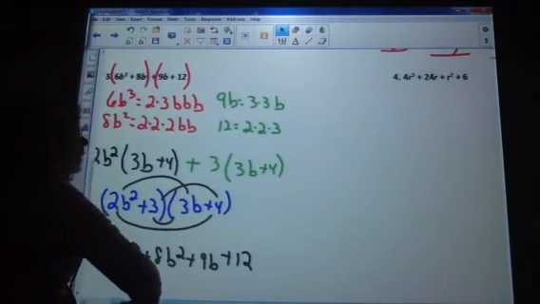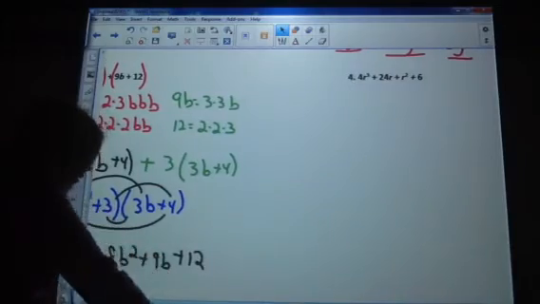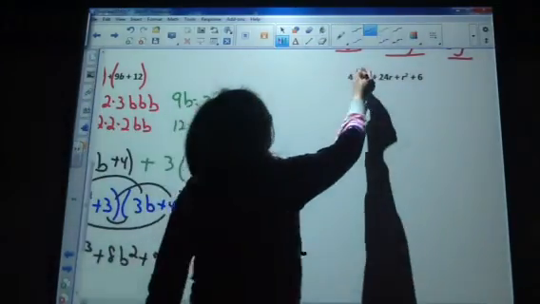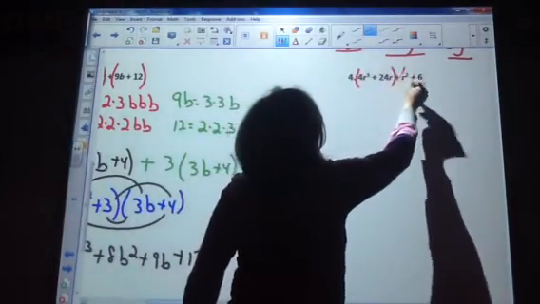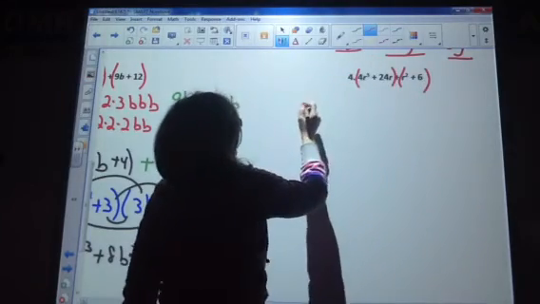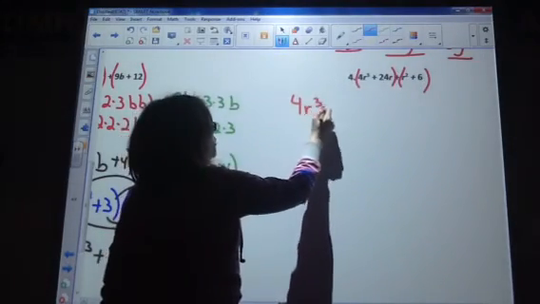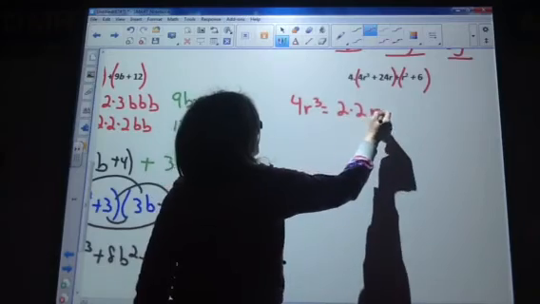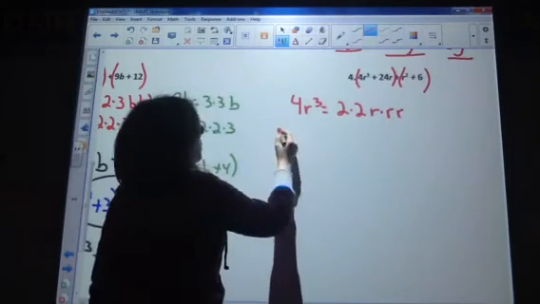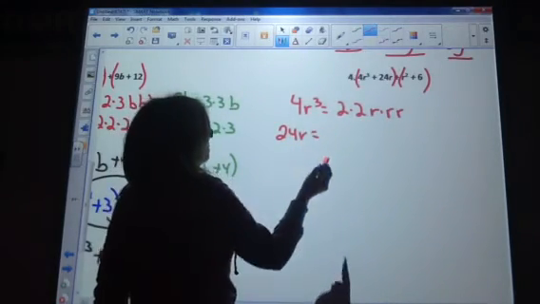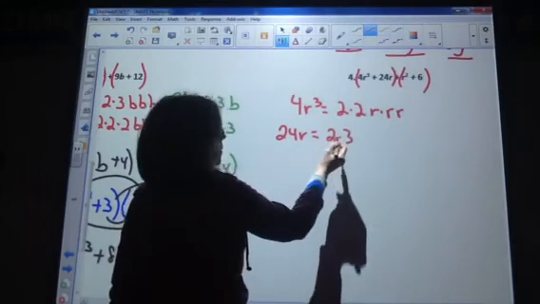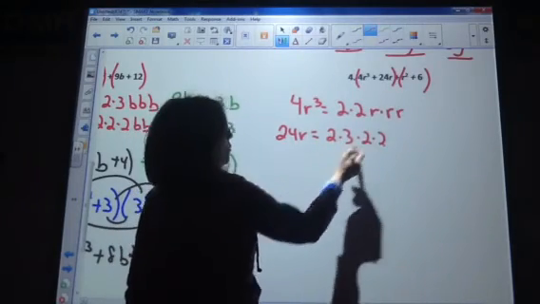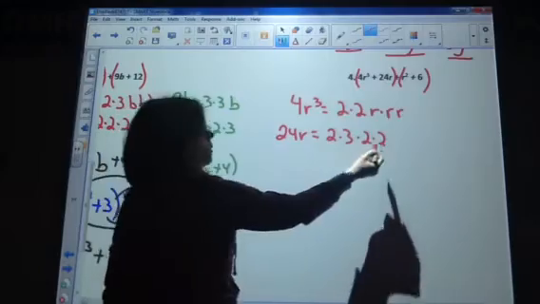Okay, got one more. We can do this one together. Let's put them in two groups. So we have 4r cubed, and we have 24r. For the 6, and 2 times 2 for the r, 6 times 4 is 24.